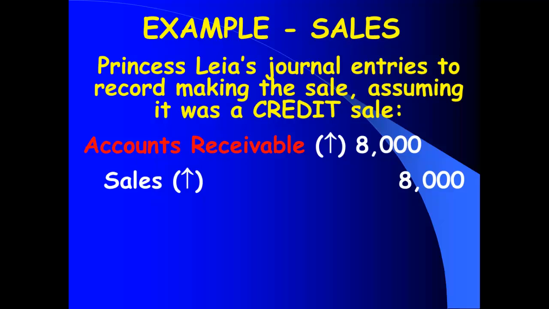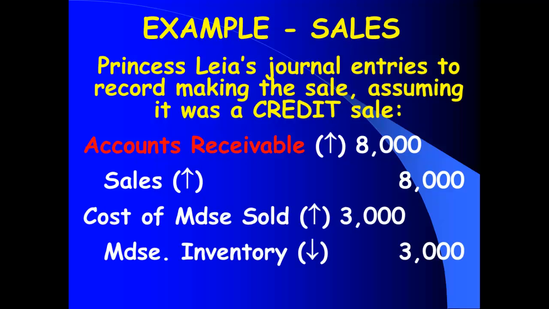And when I sell that asset, it becomes what to me? An expense, and we call that cost of goods sold. So I have more expense of cost of goods sold, and I have less merchandise inventory, an asset. So my expense goes up with a debit, my asset goes down with a credit. How does that compare to the first set of entries we made? What's the only difference? Debit to accounts receivable instead of debiting cash.